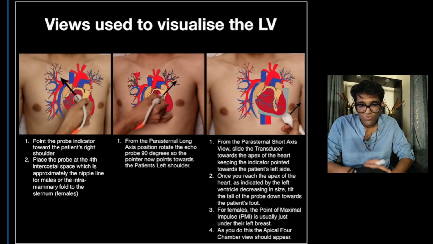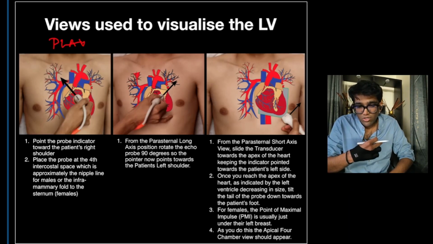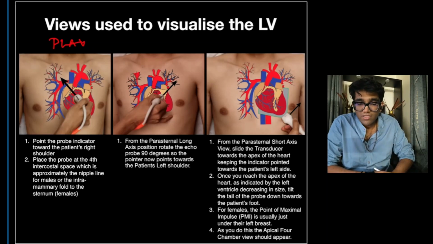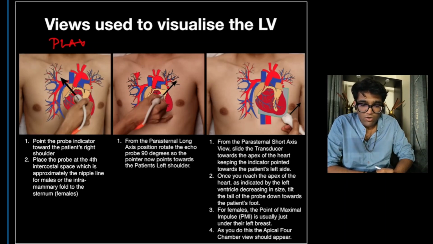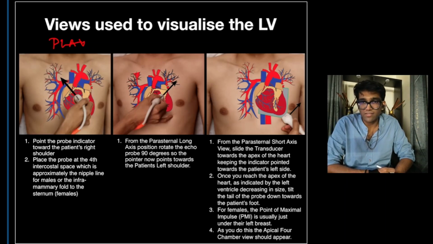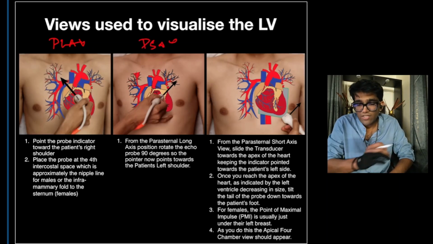Now, this is known as the parasternal long axis view. Then we rotate the probe 90 degrees in a clockwise direction, so that now the pointer is pointing towards the left shoulder. At this point it cuts through the left ventricle in a fashion perpendicular to the long axis of the left ventricle. So now it is known as the parasternal short axis.